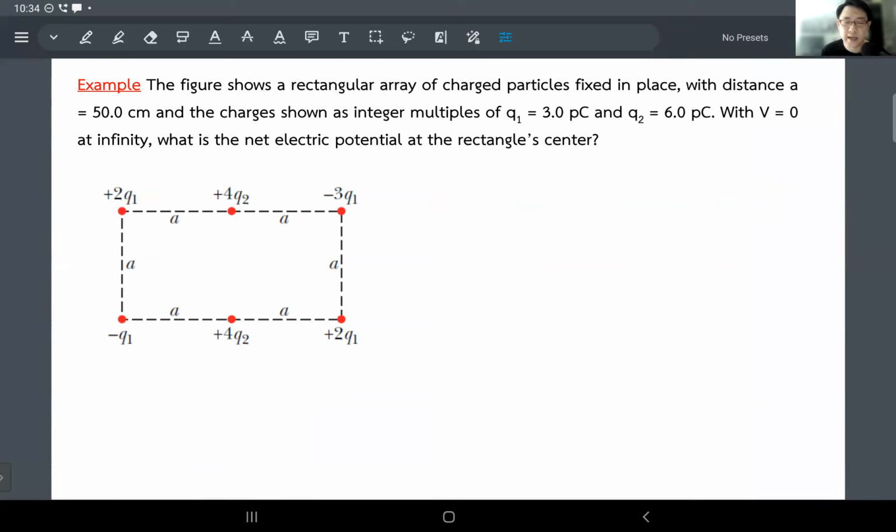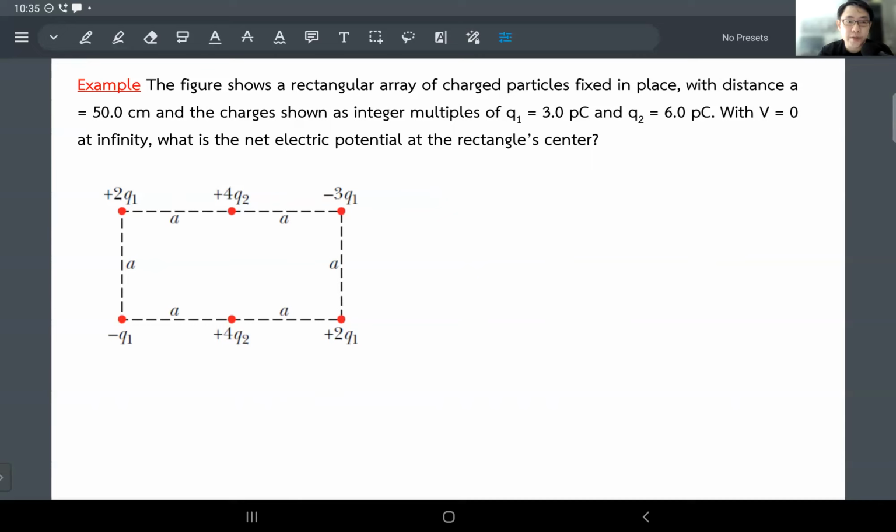Let's take a look at this example. It's going to look almost the same as the previous one that we did last lecture, but let's do this one more time and use it as a review. The figure shows a rectangular array of charged particles fixed in place. So we assume everything is static, no movement of charges whatsoever. The distance a is given to be 50 centimeters, and the charges shown are integer multiples of q1 and q2.